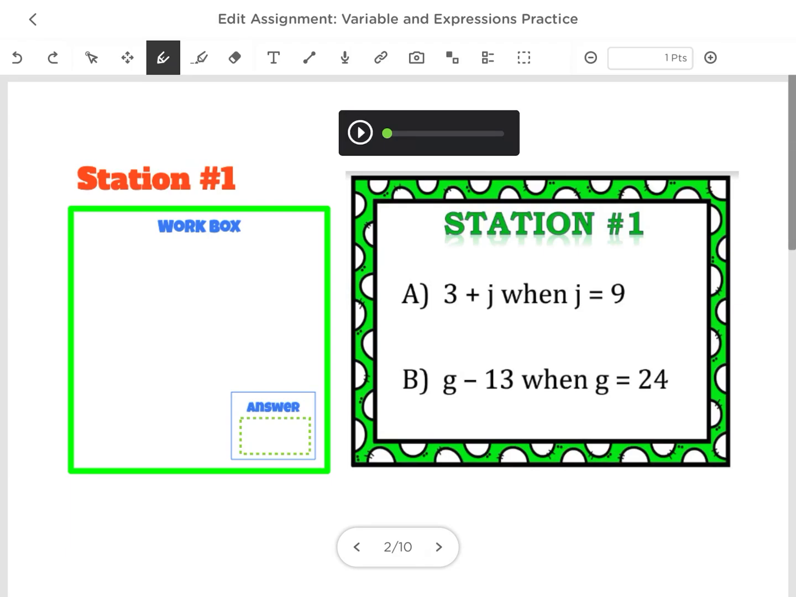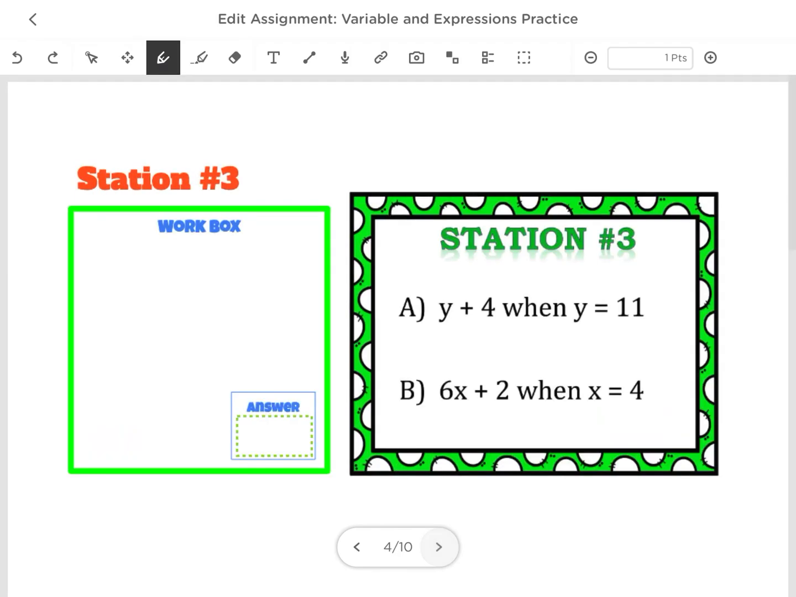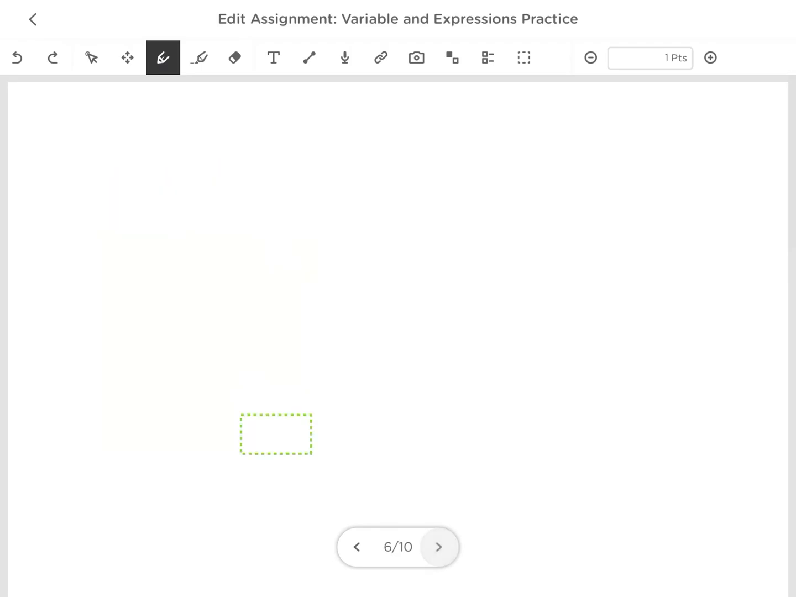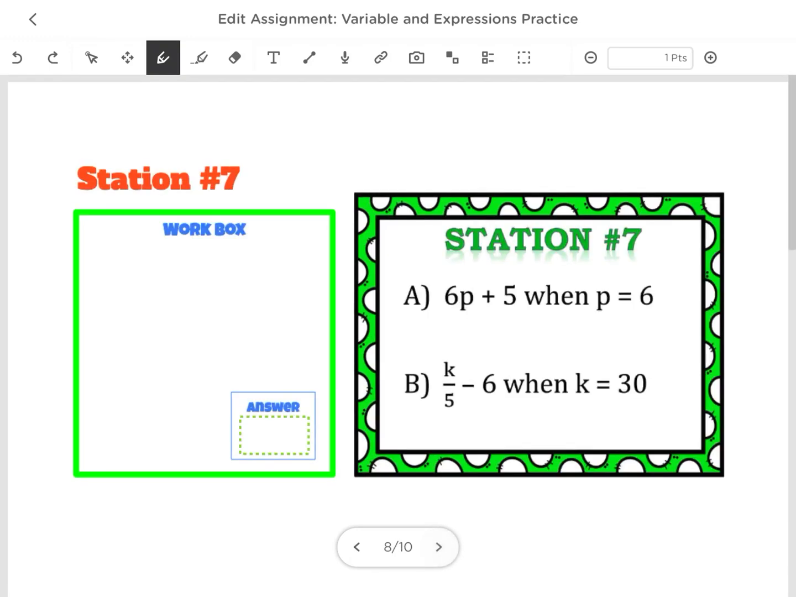So here are the slides. You'll see that there are two problems on each. If you're doing near mastery, you're going to choose one of them to complete. And if you're choosing mastery or exceeds mastery, you'll do both. And you'll work through each of these slides. If you have extra time at the end, go back and complete some more.